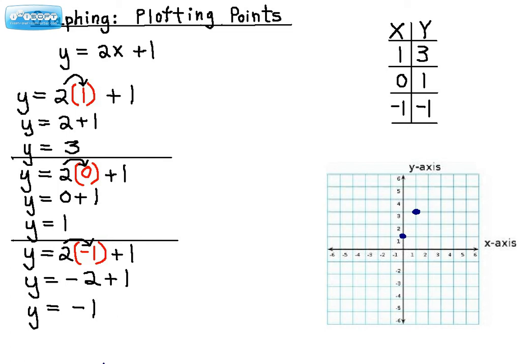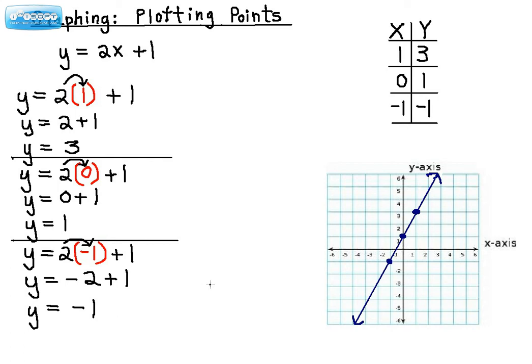And last, let's graph our point -1, -1. Now we have our 3 points on the graph and we're ready to draw a line through them. There, you have our line.